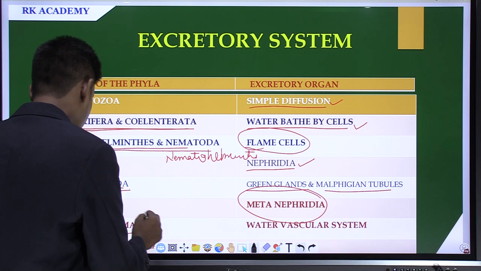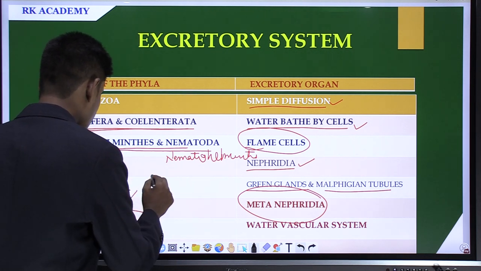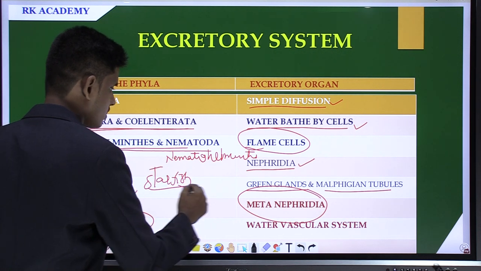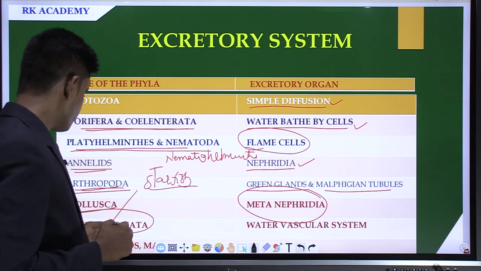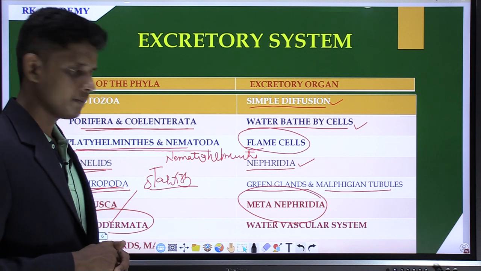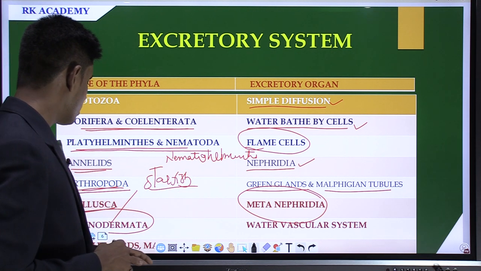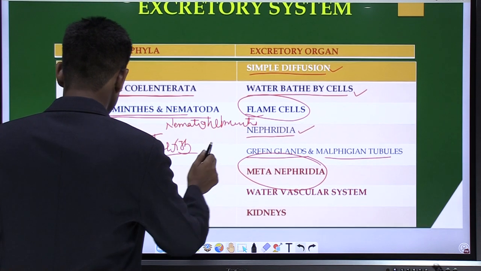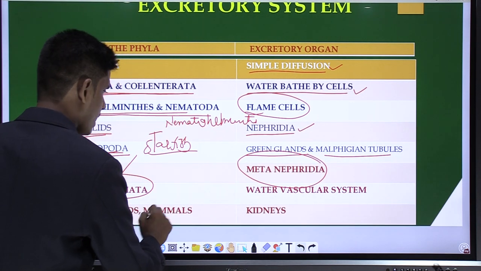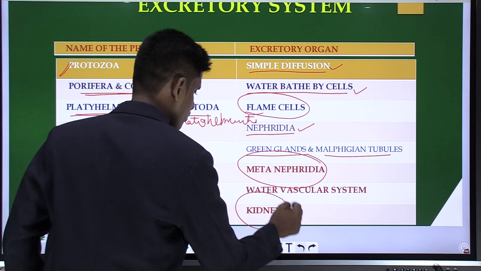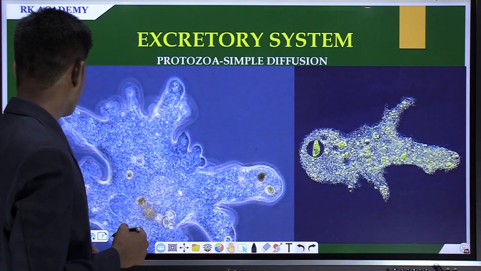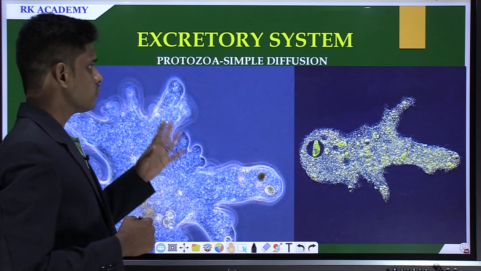In the echinodermata, let's have an example. The best example for the echinodermata is the starfish. In the starfish, you can observe the metanephridia. And in the reptiles, birds, mammals, you can see the kidneys play an important role in the elimination of the waste material from the body. And come to the next one, you can observe all those slides.